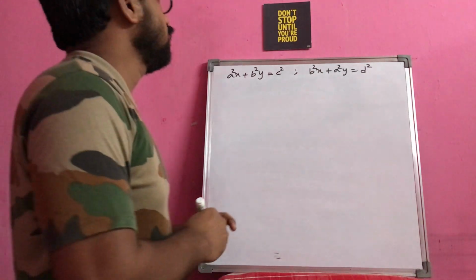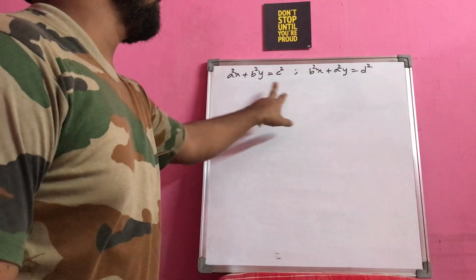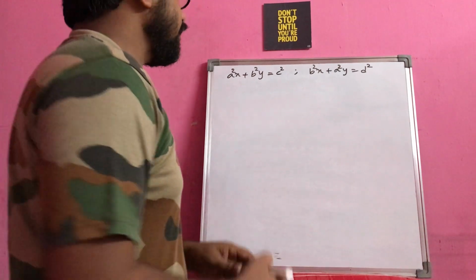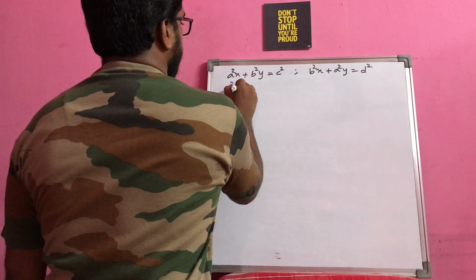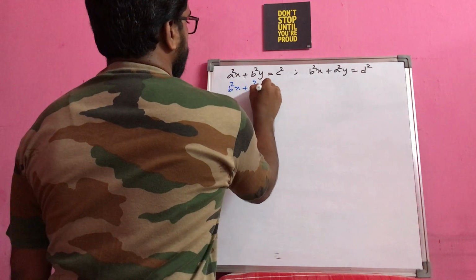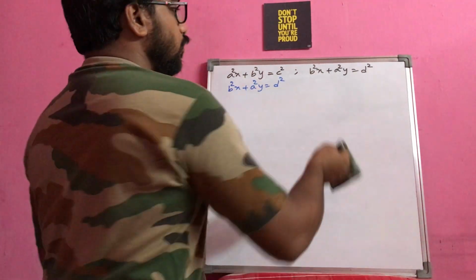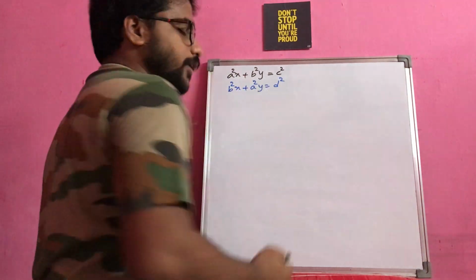Now observe this question. a square x plus b square y equals c square, b square x plus a square y equals d square. Let me write it in this way, then it will be easy for you to understand what we are actually going to do.